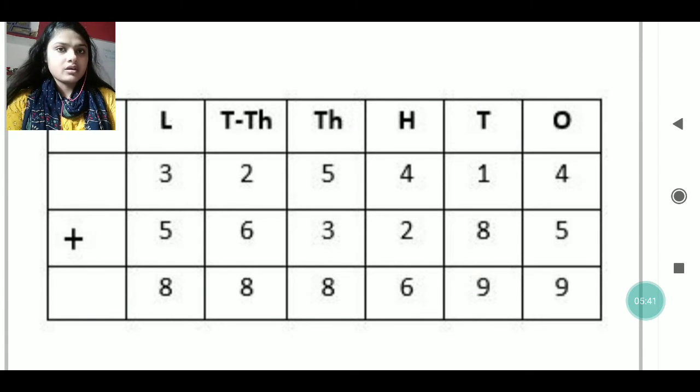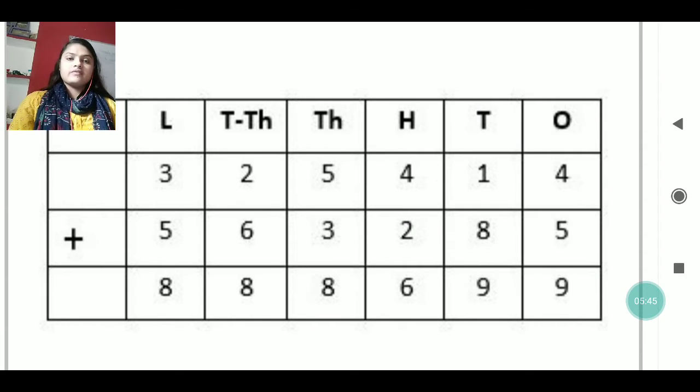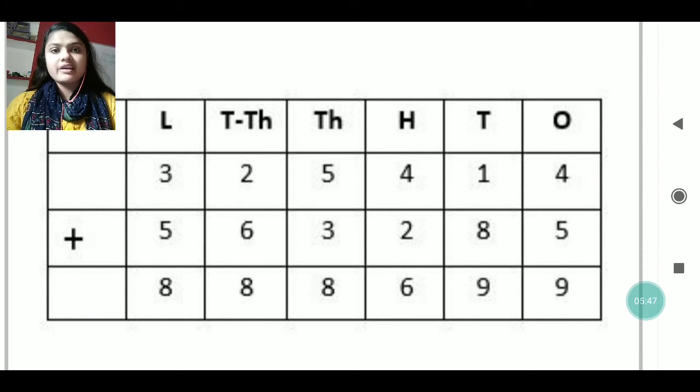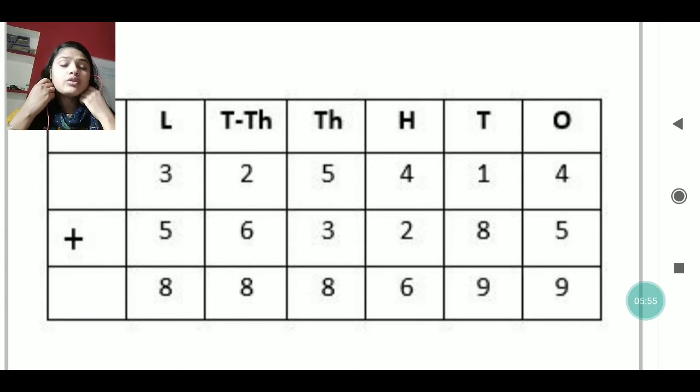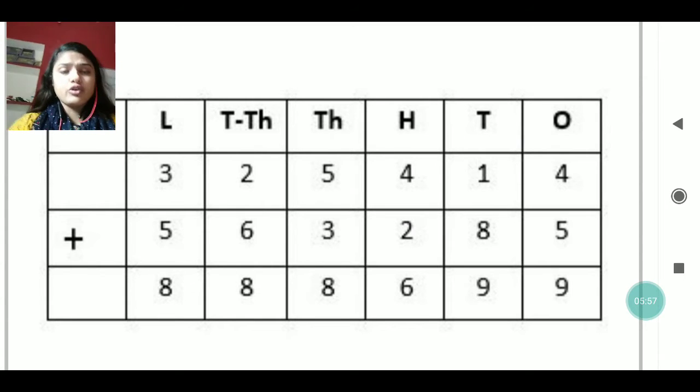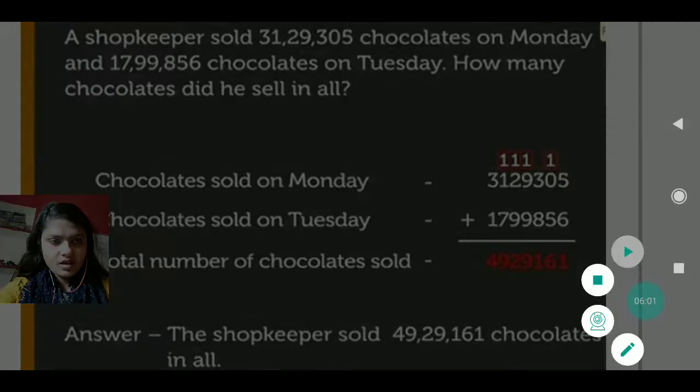Here there is no grouping. No grouping means that after adding the digits, the sum which we are getting is only a one digit number. We are getting the sum in one digit numbers only. It is not a two digit number. So we are not going to regroup it. We will write the number as it is. Now we are going to move ahead.